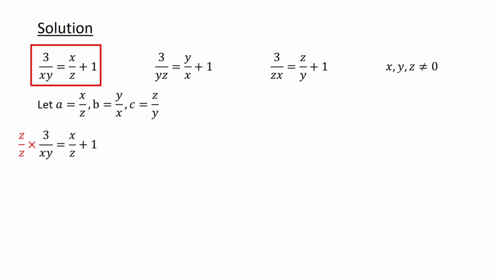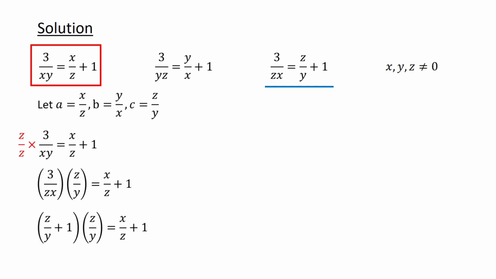Multiplying the numerator and denominator of the left hand side by z, we then write the equation as 3 over zx times z over y equals x over z plus 1. Substituting 3 over zx equals z over y plus 1, we obtain (z over y plus 1) times z over y equals x over z plus 1. Since a equals x over z and c equals z over y, we have (c plus 1) times c equals a plus 1, which expands to c squared plus c equals a plus 1.